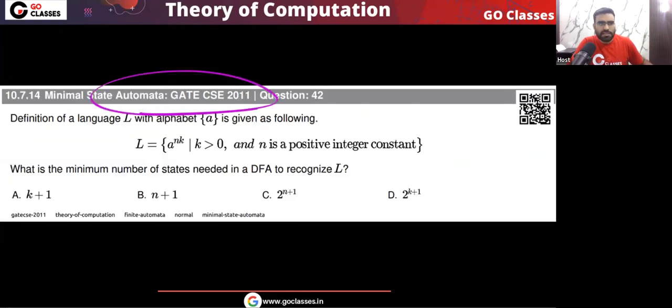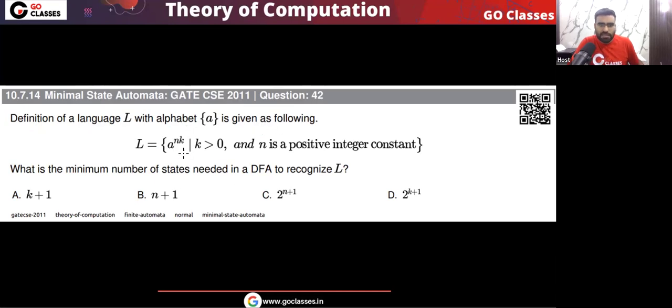Let's solve this GATE 2011 question. Definition of a language with alphabet A. Basically, we have this alphabet that has only one symbol. This is a unary alphabet. So you can see the definition of a language with alphabet A is given as following.